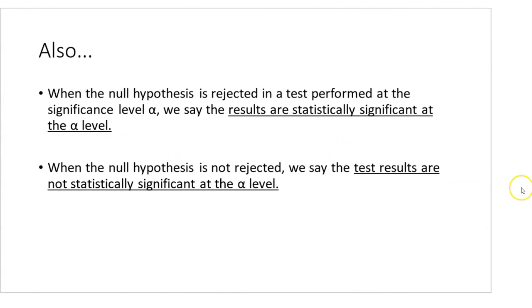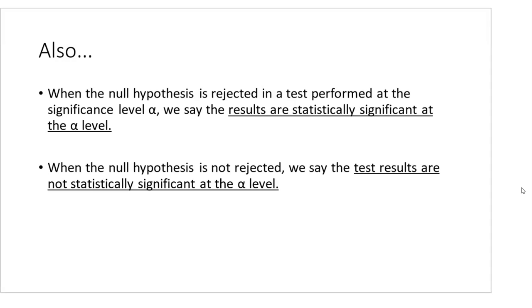All right, the other thing that you might see in terms of results, especially if you're looking at a study of some sort, is the significance level. So if the test is performed at the 5% significance level or the 1% significance level, we say the results are statistically significant at that particular level, okay? Or not statistically significant at that level. So depending on whether we accept or reject the null hypothesis, if the null hypothesis is not rejected, then we say the test results are not statistically significant at that level.